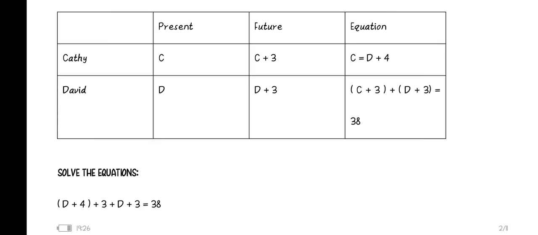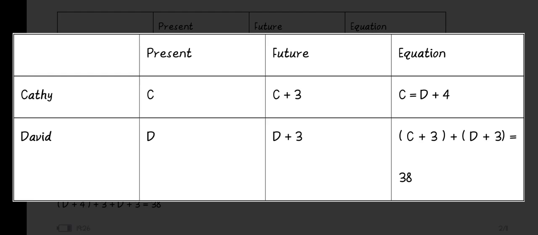So here we have a table. Kathy, C, in the present, it represents C, and David, that it represents D. So in the future, we have C plus 3 here. 3 means the years in the problem. Since we're going to find the age of both of them, Kathy and David, in the future, we have also the equation here.